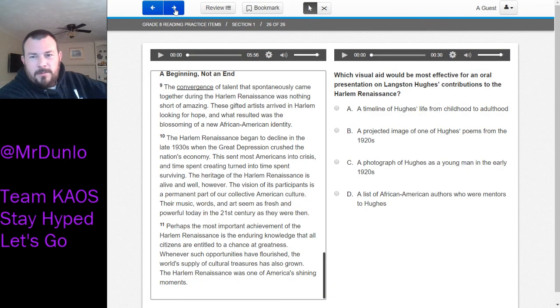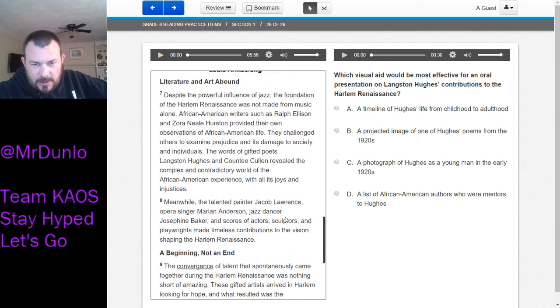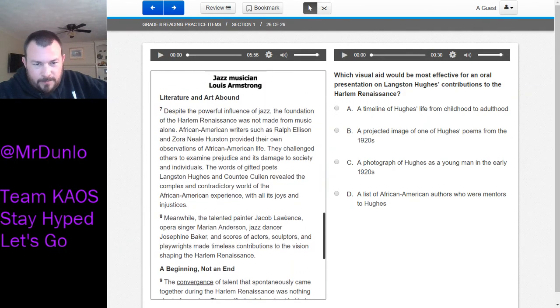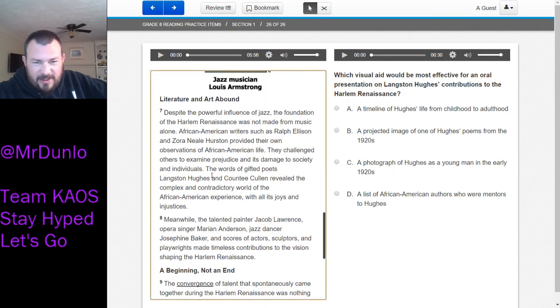All right, last question. What visual aid would be most effective for an oral presentation on Langston Hughes' contributions to the Harlem Renaissance? All right, a timeline of his life. Who was Langston Hughes? Let's say we didn't know that. Let's say you didn't know from last year that he was a poet. I think you learned that in 7th grade history. But even if you didn't, gifted poet Langston Hughes.